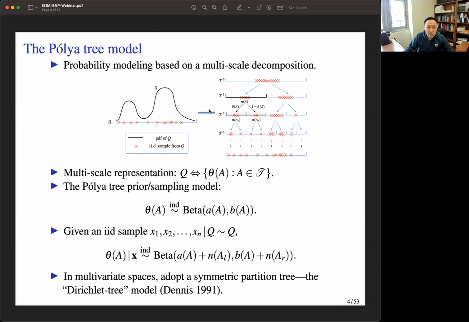In the multivariate case, the traditional way of building a Polya tree is to split the space symmetrically in both dimensions. Let's say if you have a two-dimensional space, that will give you a quad tree, and if you have 3 dimensions, it will have 8 children, replacing the beta prior with Dirichlet priors. And this model was actually also studied almost at the same time in the 1990s in the frequentist literature under the name Dirichlet tree model.